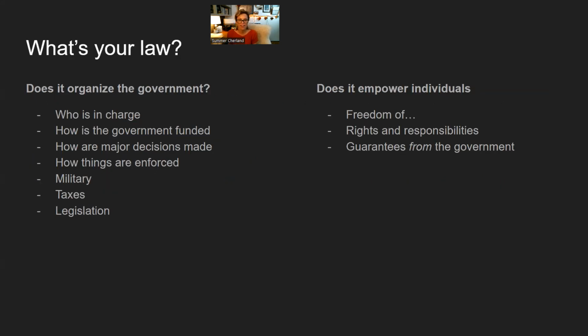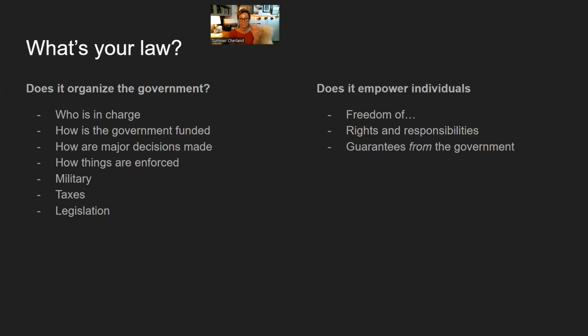All right, what's your law? Did it organize the government, or did it empower individuals? Now, this is really interesting when you start to think about the way we think today in modern society about the role of government and about the role of freedom or legislation. So those of you who wrote a law that organized the government, you are probably in the minority. I have done this activity with students for almost a decade, and almost always our students tend to write things on the other column, the empowering individual side. But there might be a reason for that, right?